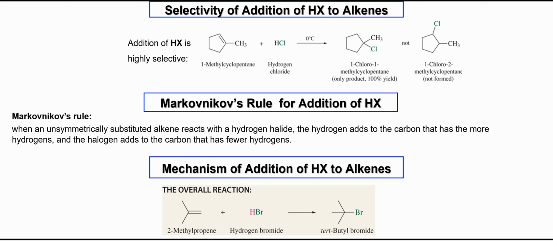If you don't have light, if you don't have hydrogen peroxides, and you have hydrogen halides added to your alkene, it follows Markovnikov's rule. Under special conditions, such as when you use peroxides and you use light, you are going to produce an anti-Markovnikov product. So be careful. If you simply react an alkene with hydrogen halides, you are going to follow Markovnikov's rule.